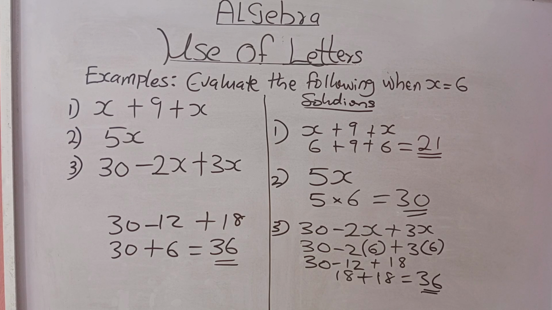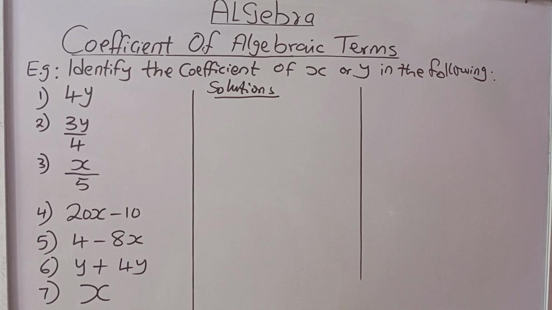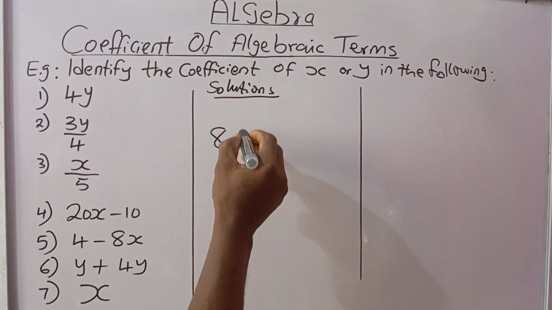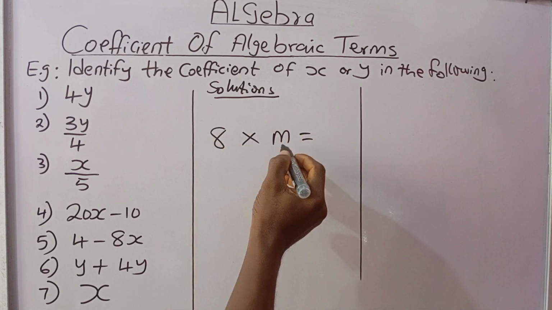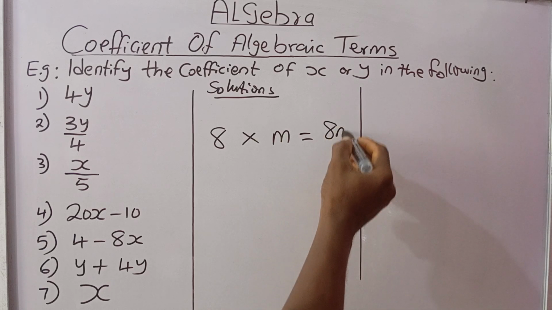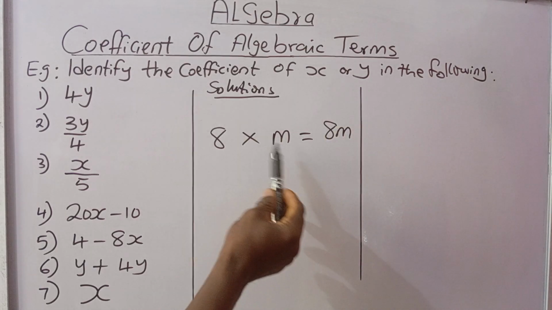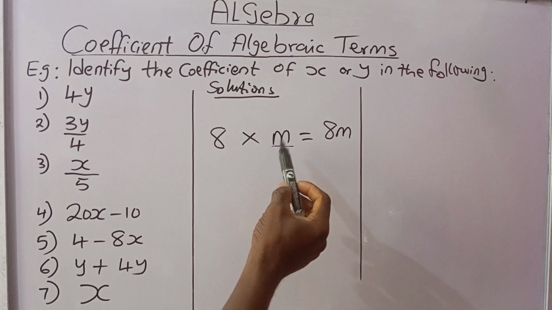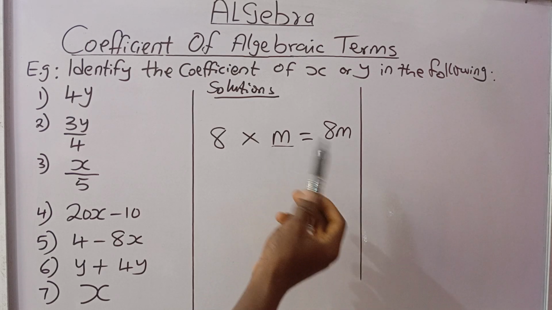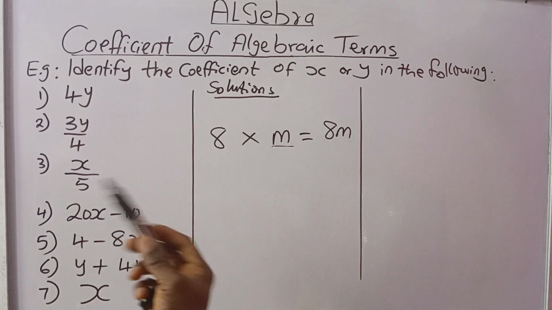Coefficient of algebraic terms. Here we're to talk about the coefficient of algebraic terms. What do we mean by this coefficient of algebraic terms? Take for example, you have 8 multiply m. What do you have? 8 times m will give us 8m. So the coefficient of m is the number that multiplies m to get 8m. And what number is that? 8.